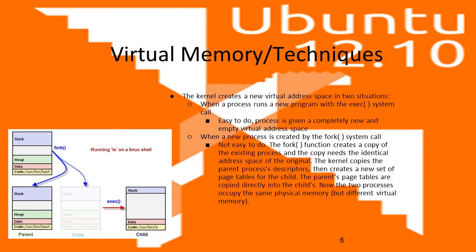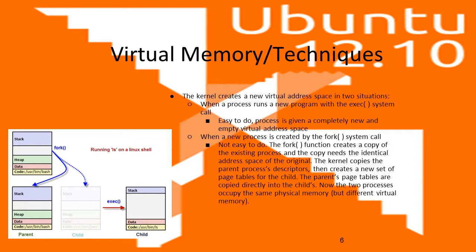Okay, so some information about virtual memory and techniques. The kernel creates a new virtual address space in 2 situations with the Linux environment: when a process runs a new program with the exec system call, and when it's created by the fork system call. The exec system call is easy to do, and the process is given a completely new and empty virtual address space. The fork instruction has to create a copy of the existing process, and the copy needs an identical address space to the original.